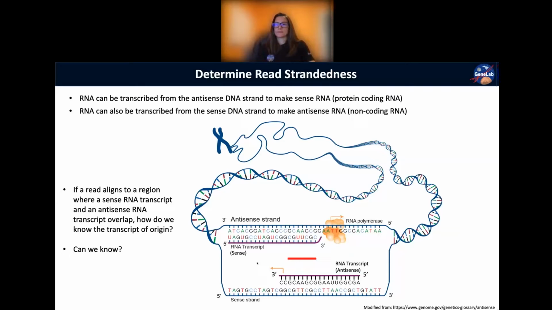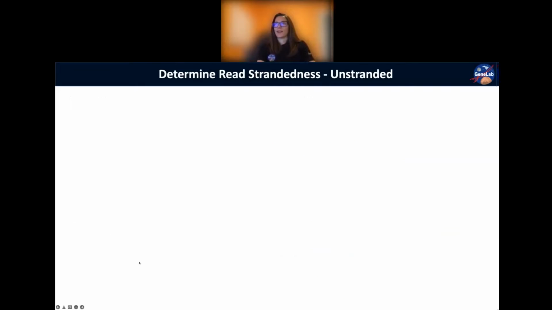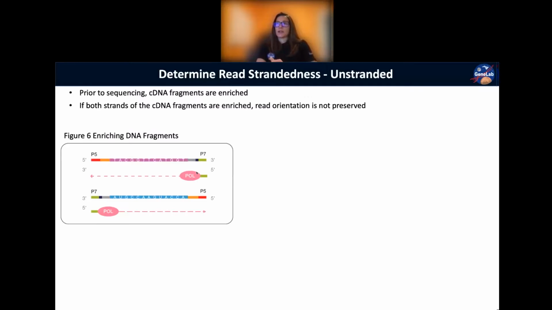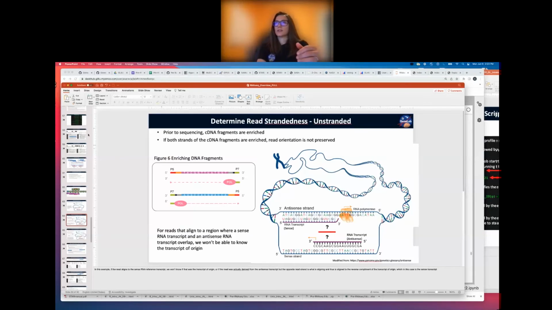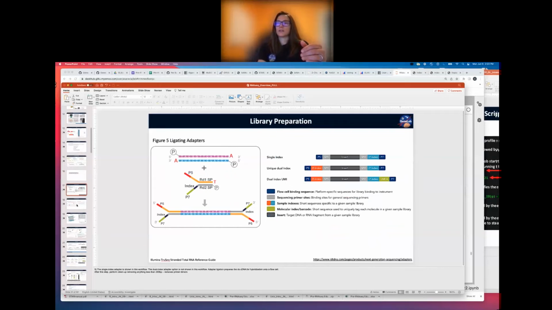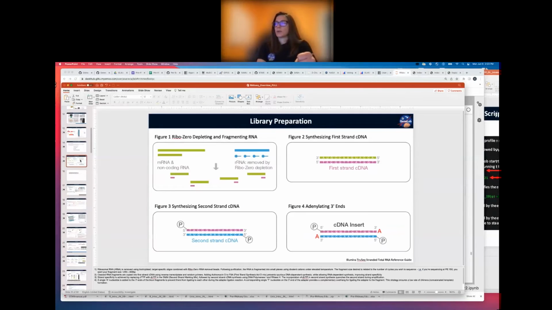Okay, move forward. So prior to sequencing, cDNA fragments are enriched. If both strands of the cDNA fragments are enriched, read orientation would not be preserved. And so if you remember back to library prep, it didn't look like this. It looked like this one was stopping, so this is generating that second strand. Let me go back up here.